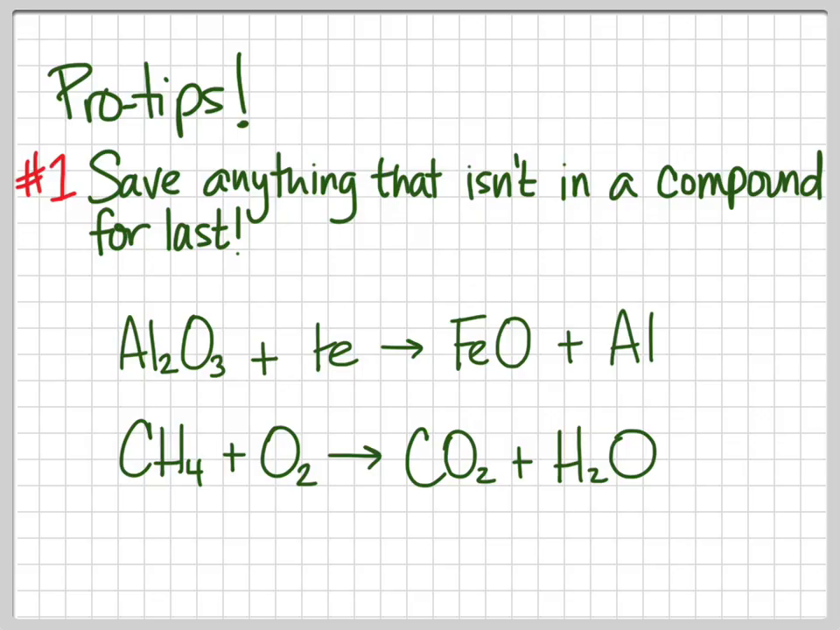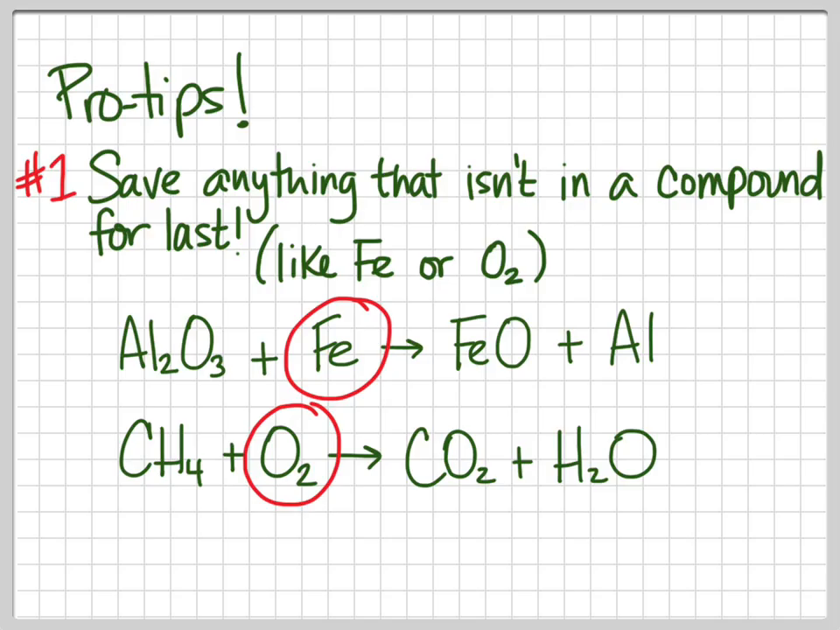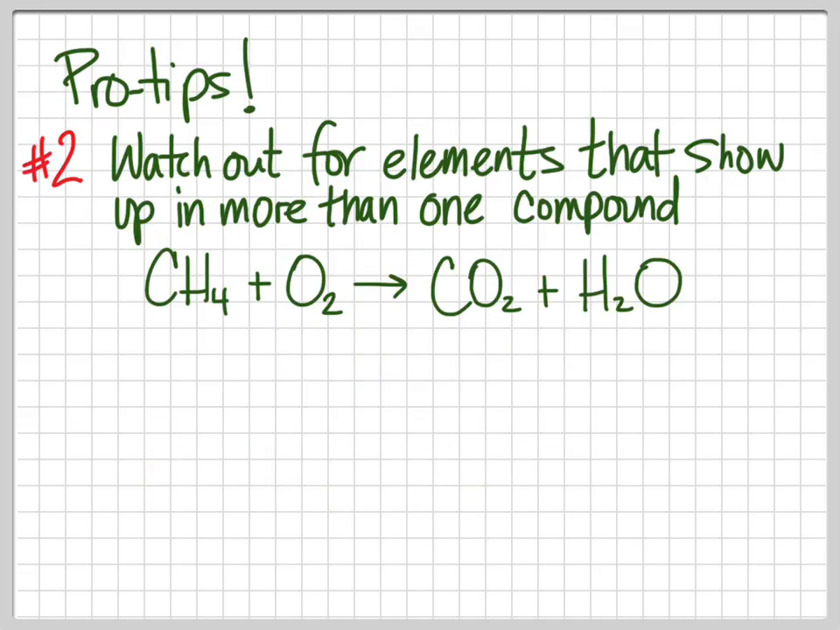Okay, just a couple of pro tips before I cut you loose to go do your practice. Number 1, save anything that isn't in a compound for last. So things like the iron or the oxygen in the 2 reactions that we just saw are on their own, so they're really easy to throw a coefficient in front of and balance, much easier than a compound where the coefficient's going to change more than one thing. Pro tip number 2, watch out for elements that show up in more than one compound, like the oxygen on the product side in the combustion of methane. It's really easy to miscount or forget to change the number of atoms or ions that you're looking at when that element appears in more than one compound.